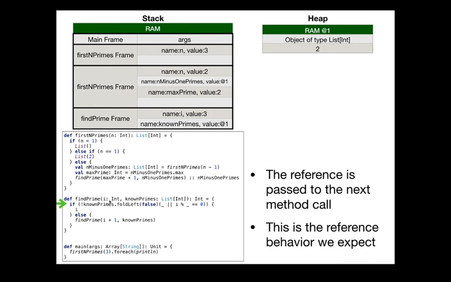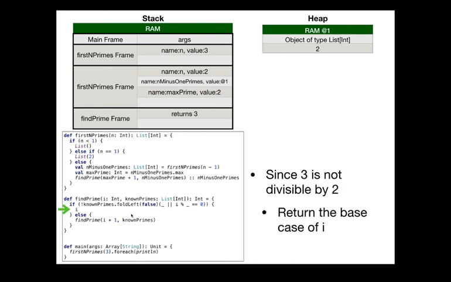Now we're going to check I. I is 3. Known primes is this list of 2. 3 is not divisible by 2. So we're going to return it. Hit our base case right away, nothing to check. We're going to return 3.